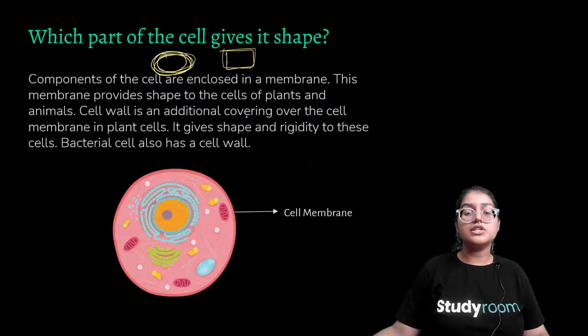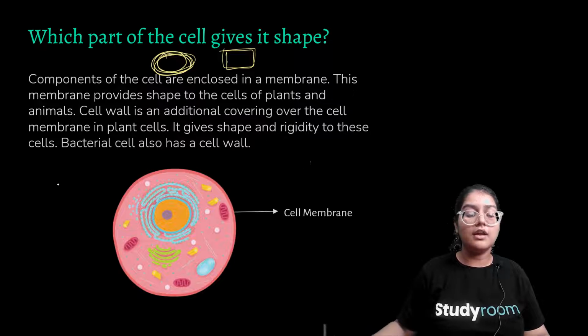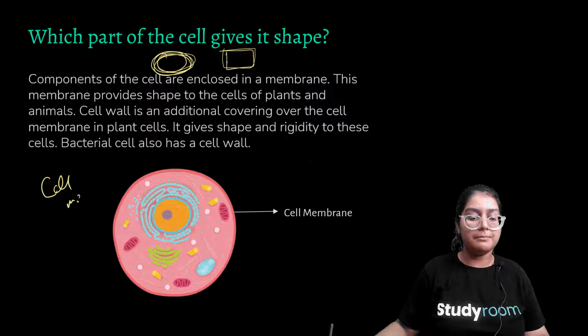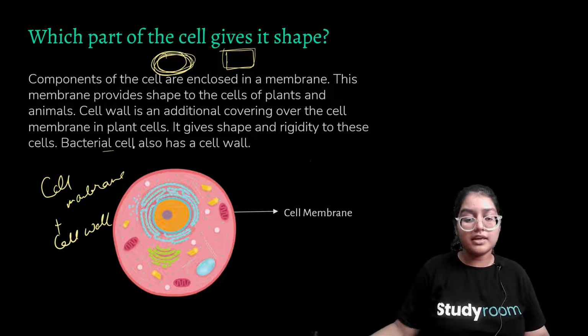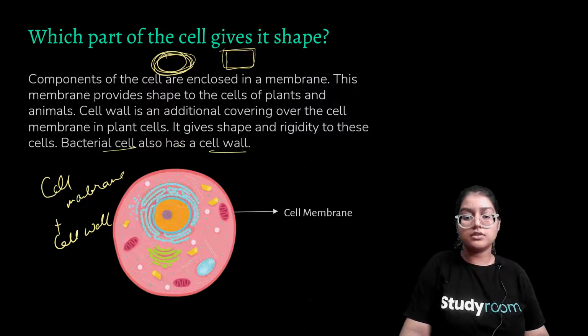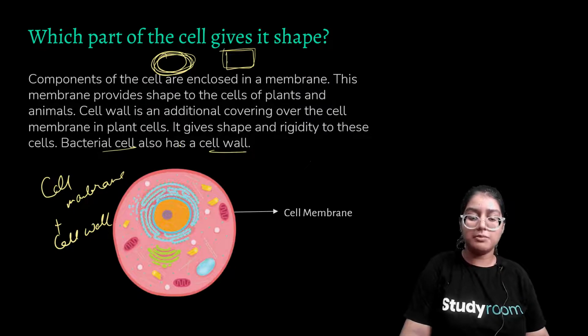Cell wall is an additional covering over the cell. So every organism has a membrane. We call it the cell membrane. But along with the cell membrane, plants have a cell wall. So plants basically have two outer boundaries. It gives them shape and rigidity. Even bacterial cells have a cell wall. So plants and bacteria have a cell wall along with the cell membrane. So what gives the cell its shape? Cell membrane and cell wall.